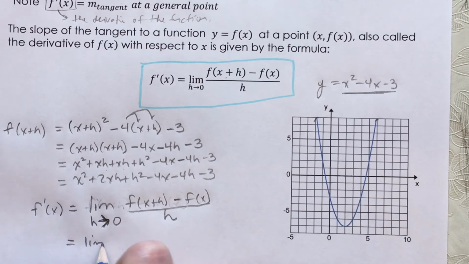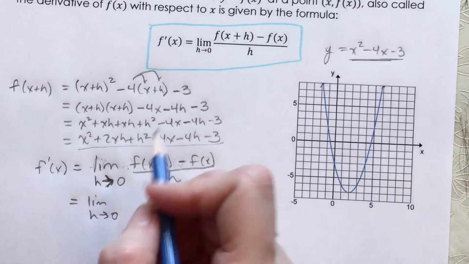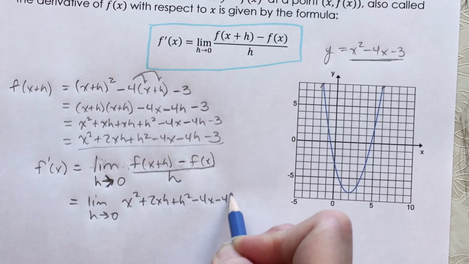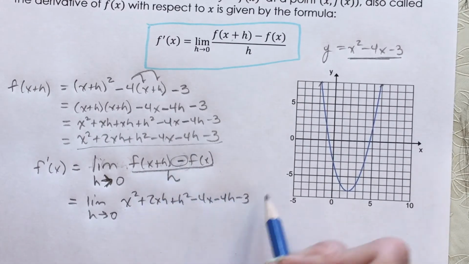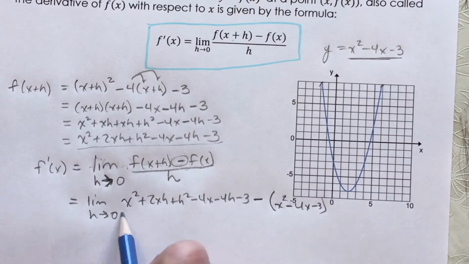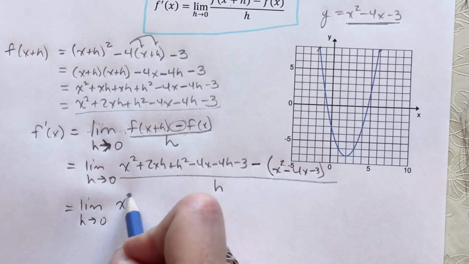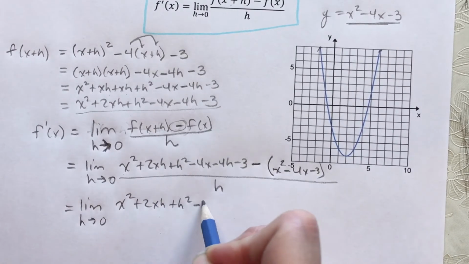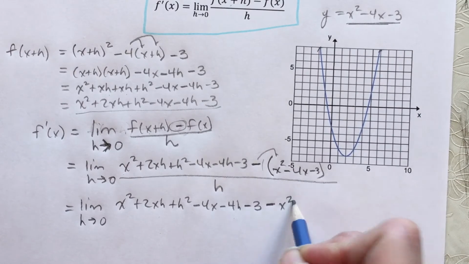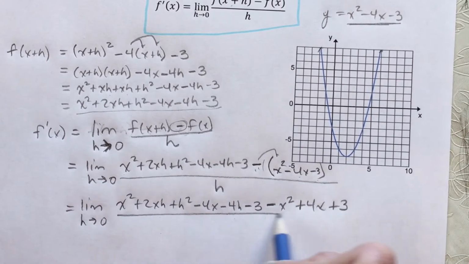All right, so then the limit as h approaches 0 of, so f at x plus h, we just found that out here. And it's not nice. It's got a lot of terms there, but we can replace f at x plus h with x squared plus 2xh plus h squared minus 4x minus 4h minus 3. Then there's a subtract in the formula. So subtract f at x. F at x has got 3 terms in it. X squared minus 4x minus 3, all over h. So that's going to equal the limit as h approaches 0 of x squared plus 2xh plus h squared minus 4x minus 4h minus 3. Now distribute that negative through the bracket, and you're going to get minus x squared plus 4x, because you've got a negative times a negative, and then another negative times a negative, so plus 3, all over h.